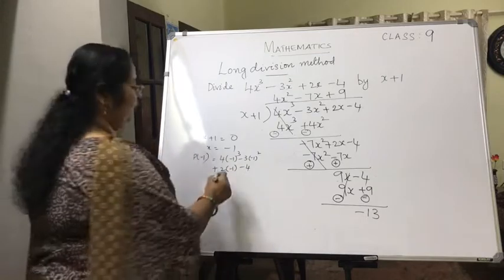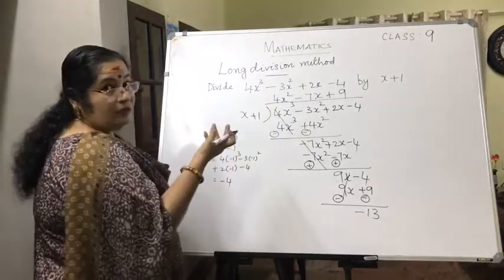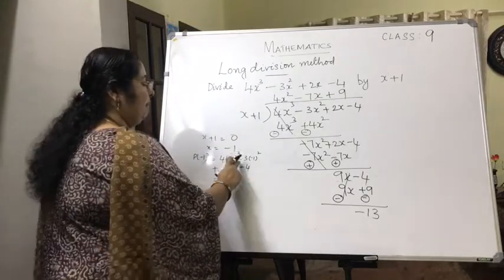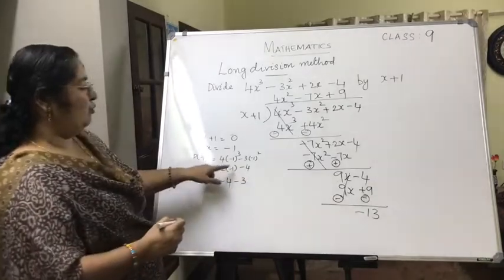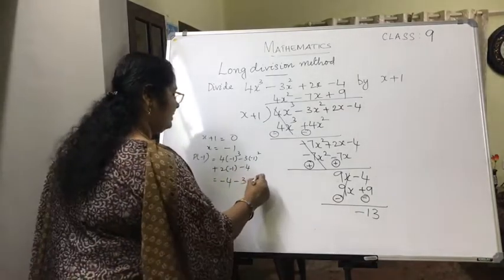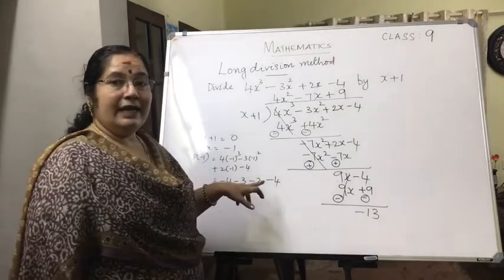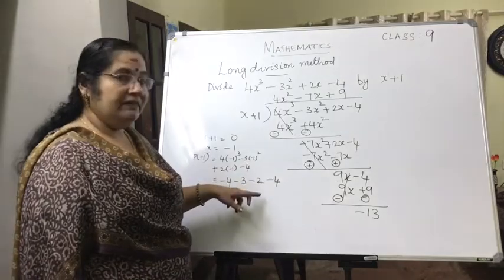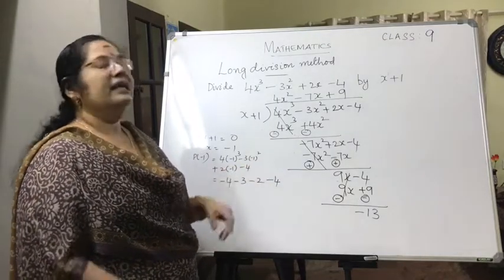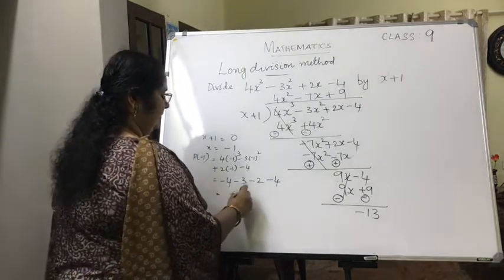Minus 1 into 4 will be minus 4. Minus 1 the whole square is plus 1. Minus 3 into plus 1 is minus 3. 2 into minus 1 is minus 2, minus 4. Now let us add and see how much this is. Minus 4 minus 3 minus 7. Minus 7 minus 2 minus 9. Minus 9 minus 4 minus 13. So this is also minus 13.